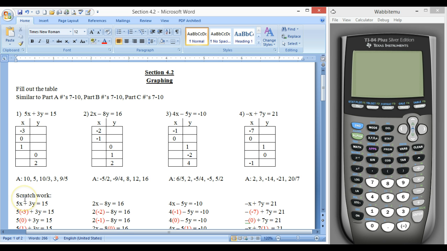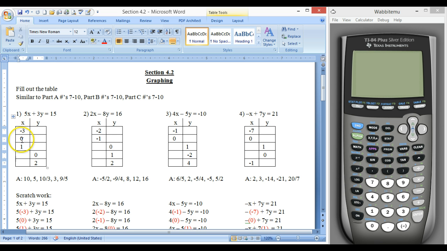All right, the first one is 5x plus 3y equals 15. In the table, we're asked to find y when x equals negative 3, 0, and 1, and asked to find x when y is 0 and 2.